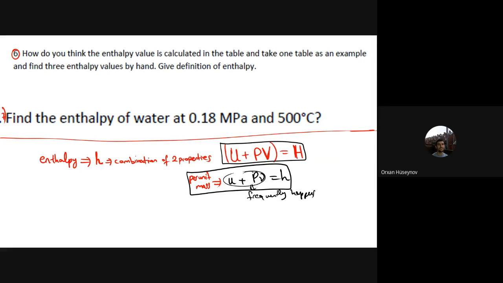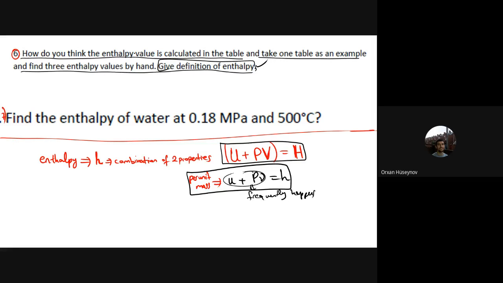This combination frequently happens. Therefore, instead of calculating this one, calculating that one, we are calculating the combination one, which is the enthalpy. So the question says: how do you think the enthalpy value is calculated in the table? Take one table as an example and find 3 enthalpy values by hand. Give the definition of enthalpy. So I've given the definition of it.